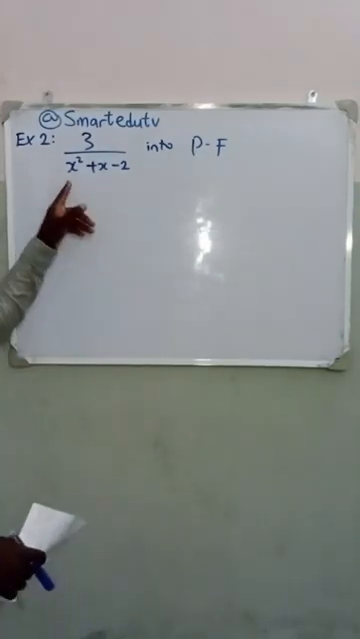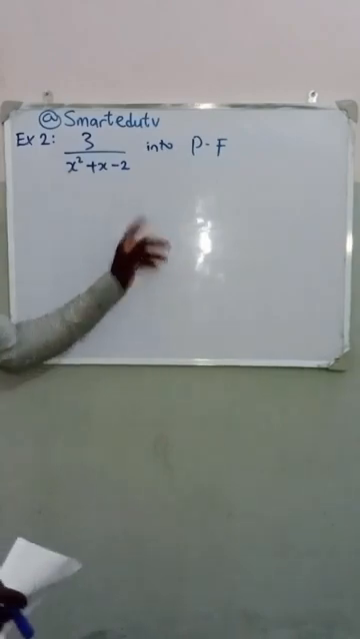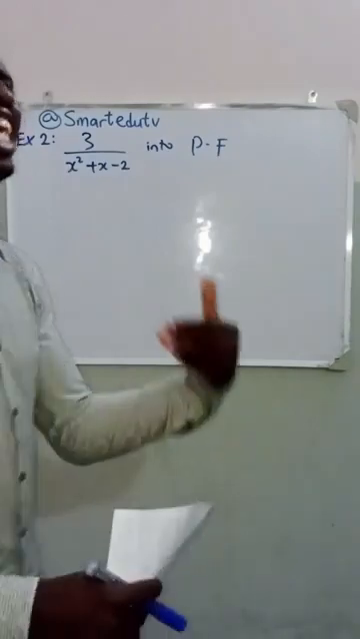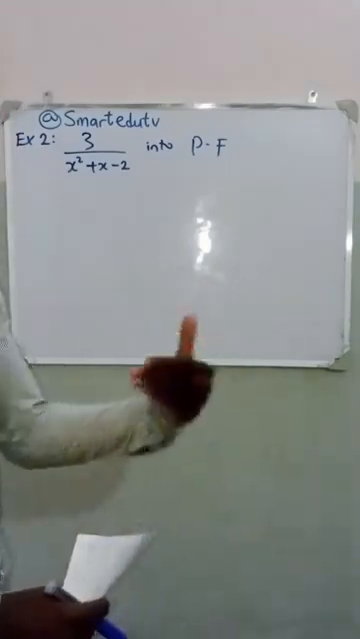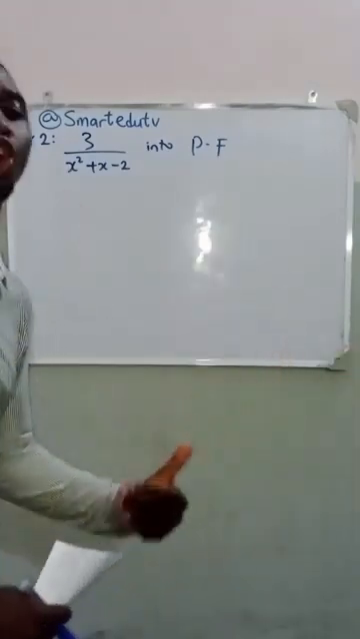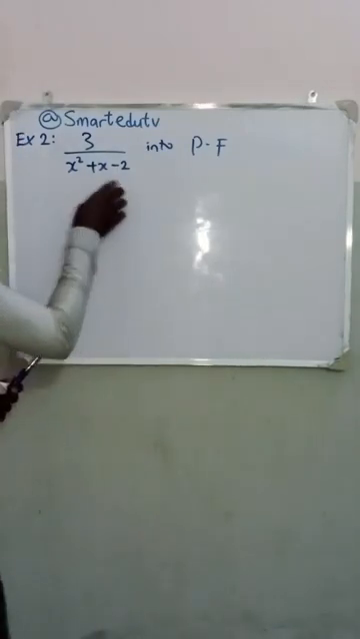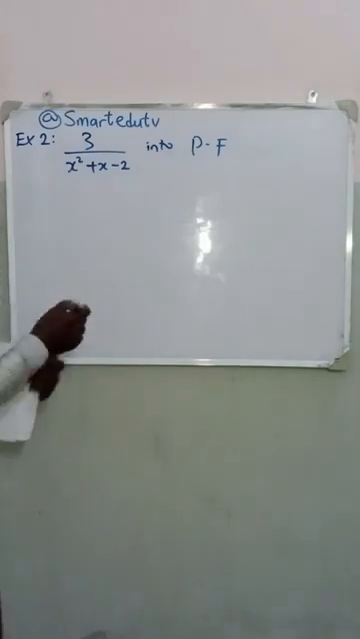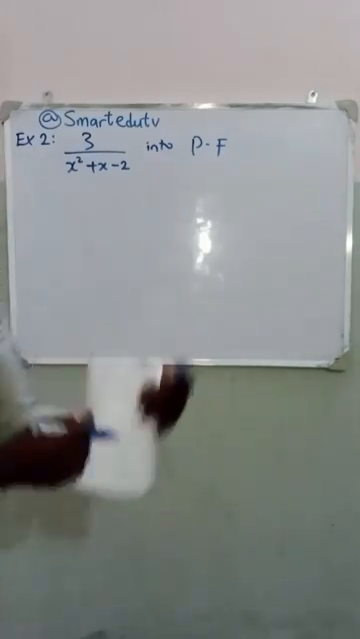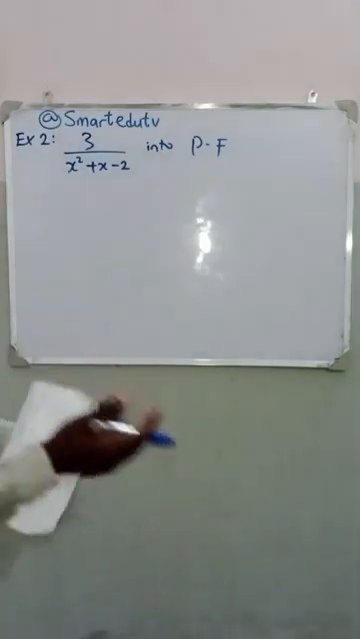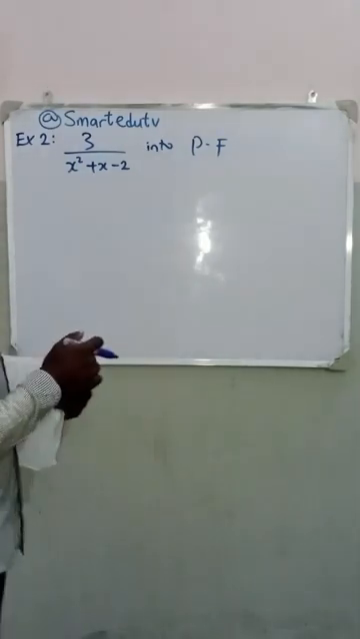This denominator is x squared plus x minus 2. Now, check that denominator. Can it be factorized or not? Will it be linear or non-linear? So let's look for the factors of minus 2 times x squared, that's minus 2x squared, in such a way that if I add them together, I'm going to have positive x.